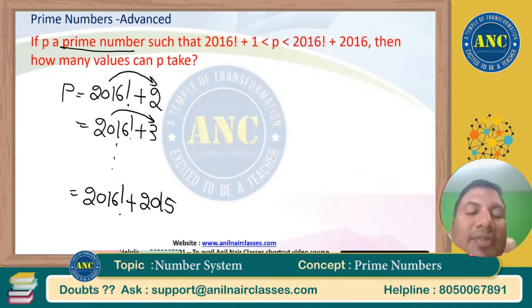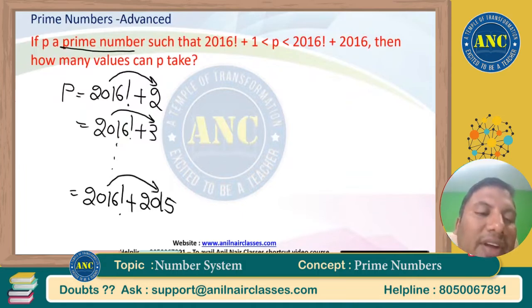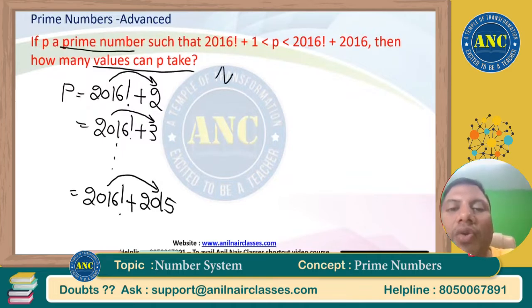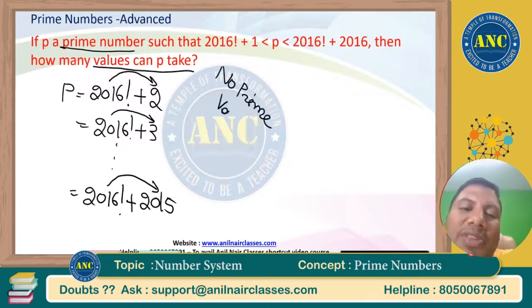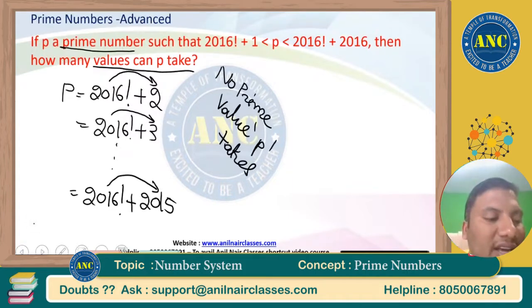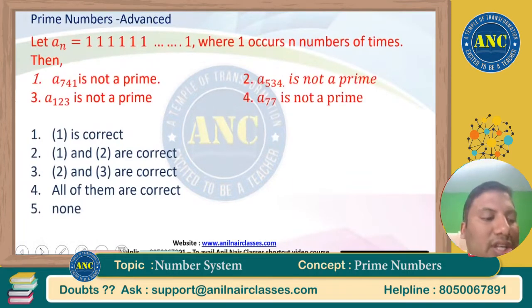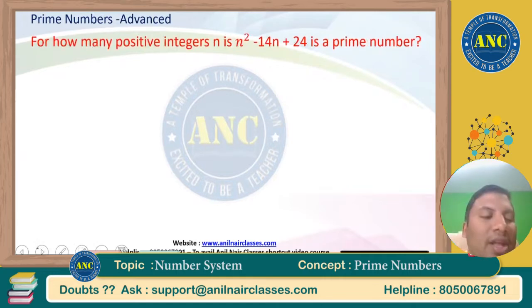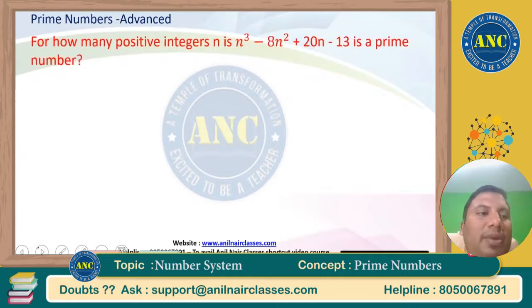Divisible by 3, the answer is divisible by 3. Divisible by 5, the answer is divisible by 5. How many prime values can P take? No value. No prime value P can take. I hope the idea is clear. Once you know all the models, this model we have already seen. This also we have seen in session number 2.